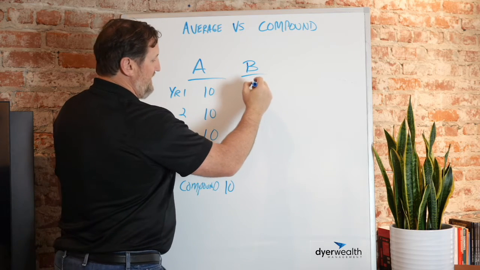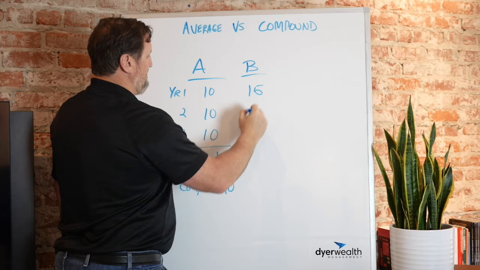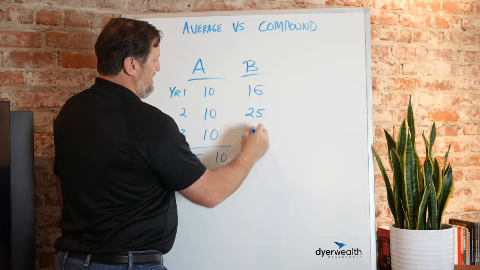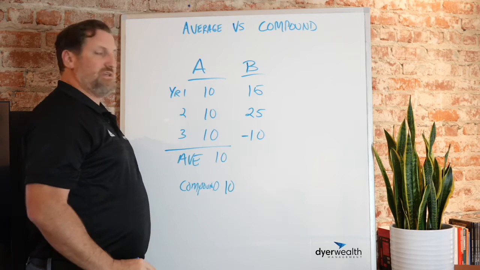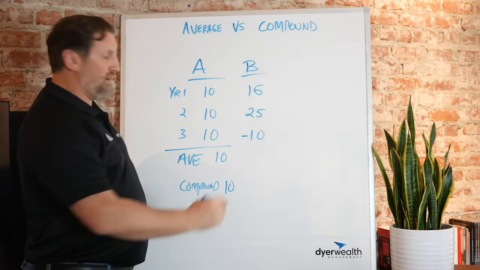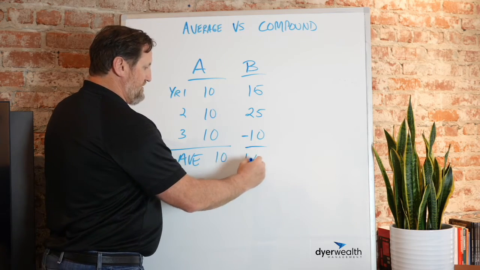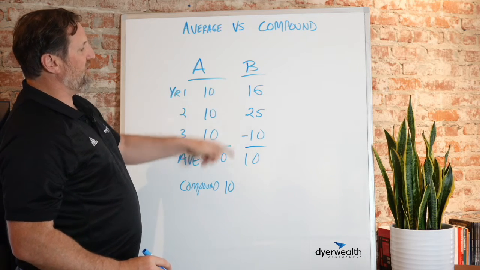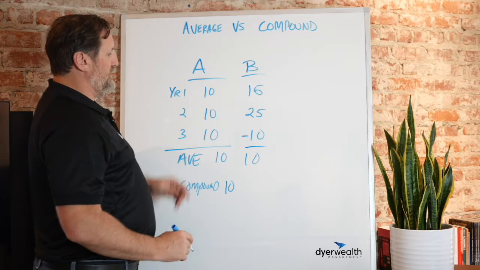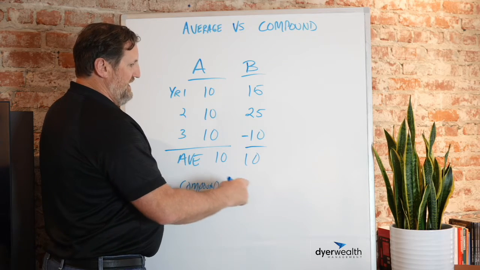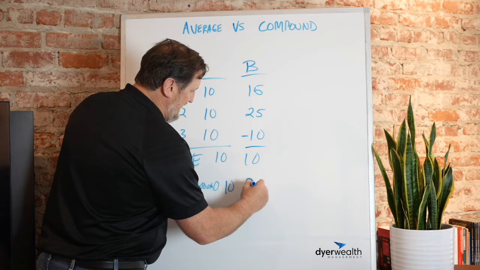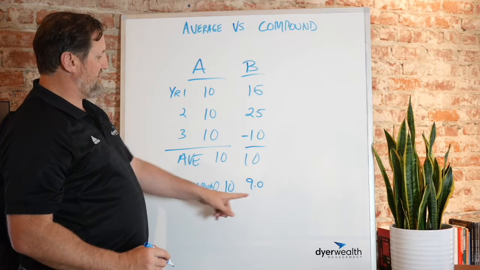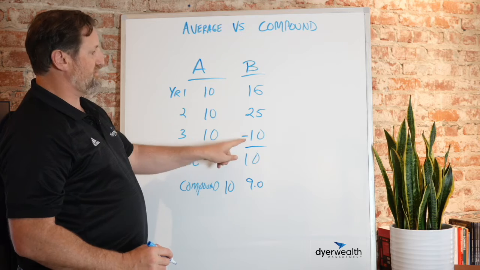Portfolio B had a return of 15%, then a return of 25%, and then a return of negative 10%. All right, if we add all those up and divide them by 3, what do we get? Average return, 10%. The difference is if you calculate this, the portfolio value at the end had a compound return of 9%. So you can see it's less than this one. It's because of this negative number.